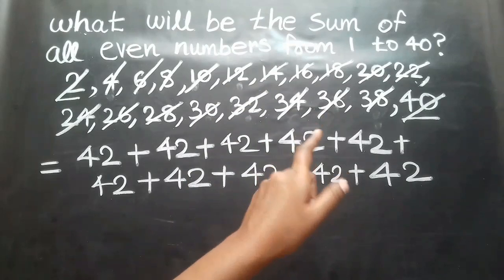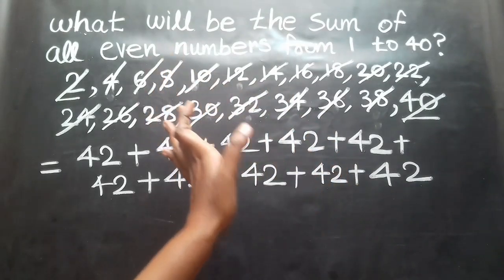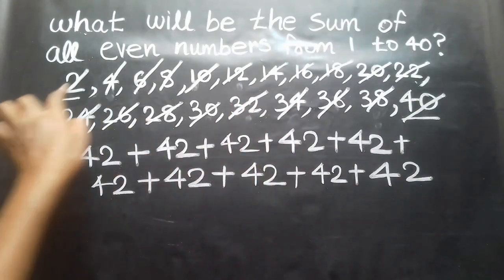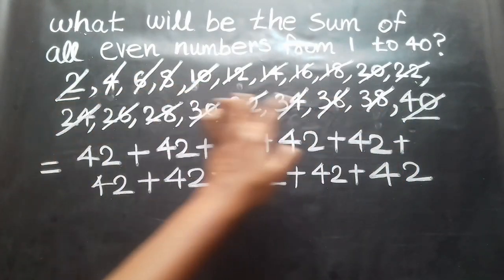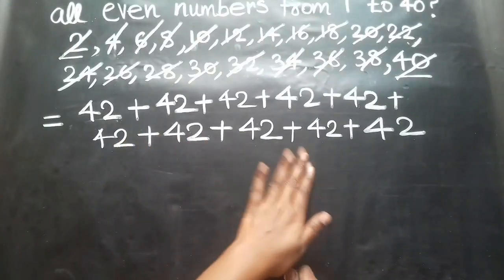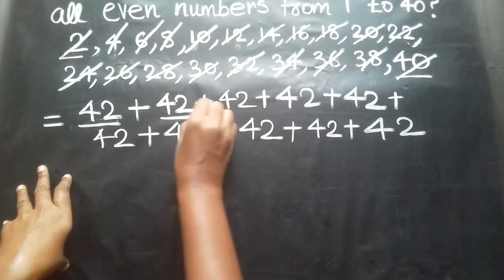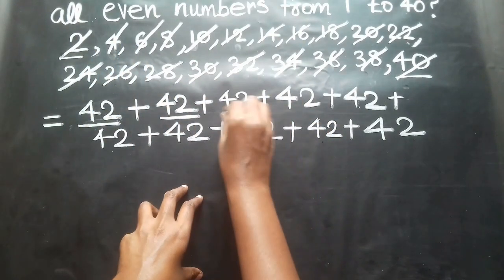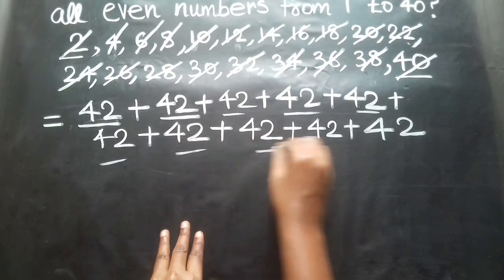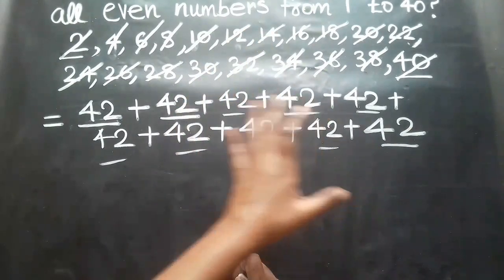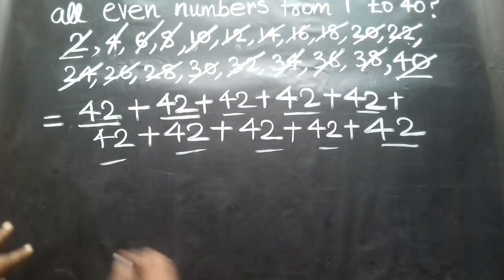So when you have a sequence like this, you can pair them up in reverse order. That is, first with the last, second with the second last, and so on. If you look at each one, each pair will have the same sum, that is the number 42, which makes it easy to find the sum of the entire sequence.